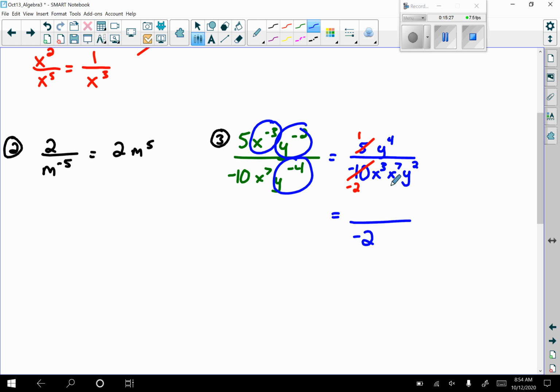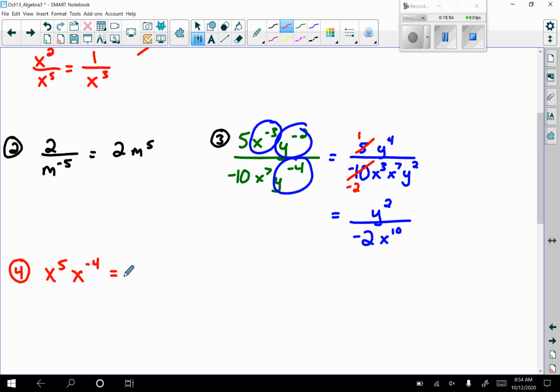All of my x's are at the bottom, so I'm going to add up how many factors I have down there. It's going to be x to the 10th. And then for the y's, we're going to ask ourselves, where do we have more y's? Up top. How many more? 2. So we have completely simplified this problem. Like I said, there are so many different types of problems we could look at.